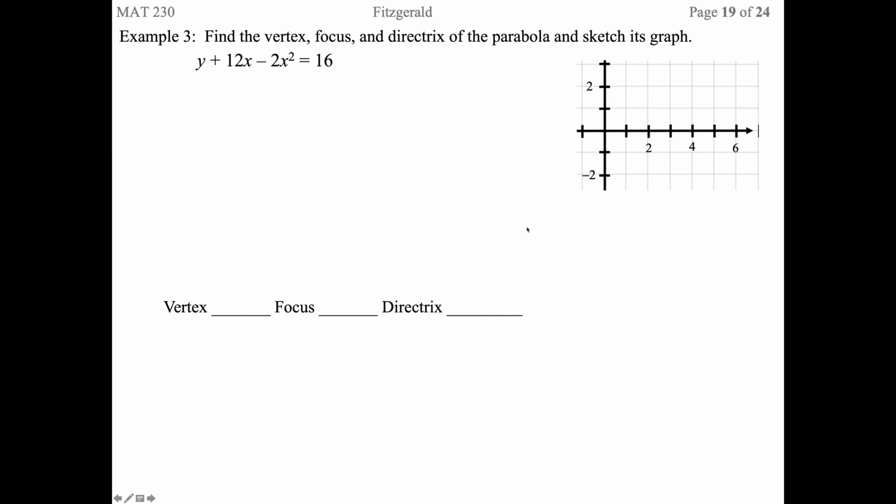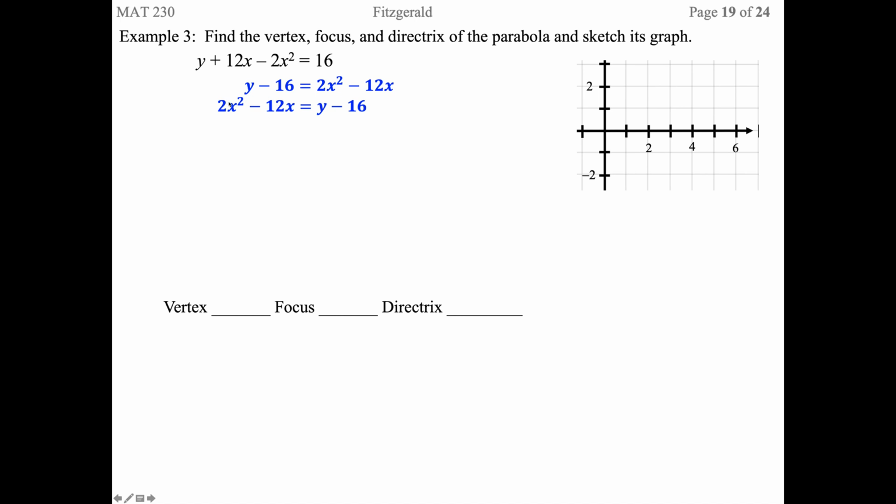Example 3, find the vertex, focus, and directrix, same type of thing, but now notice this equation is not in the form that we want. We want our x squared by itself. So either subtract over the 16 and move over the 2x squared, make it a positive, and subtract over the 12x. We want to isolate your x squared. Now you can leave it this way, or if you prefer to have the x squared on the left, that's fine too. Just move everything around, no big deal.